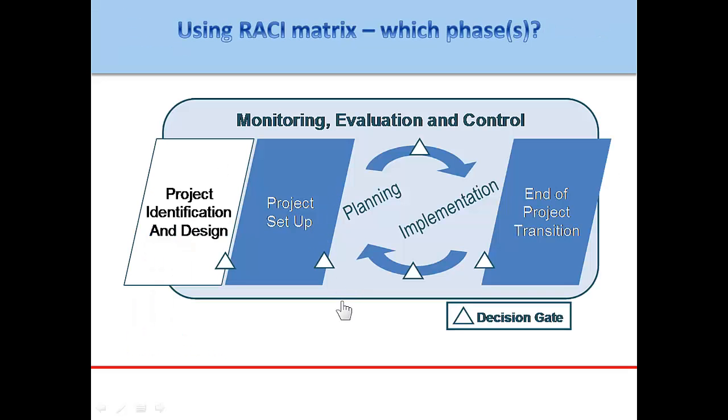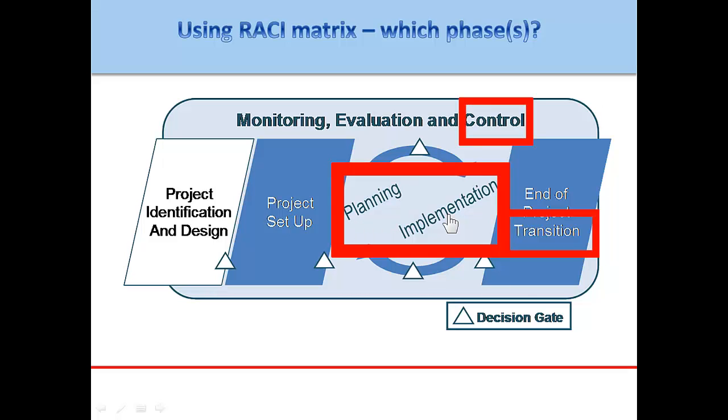Let's start with an easy question using the RACI matrix. Which phase do we use the RACI matrix the most? And the answer is that it's in the planning phase that we use the RACI matrix most. It's also, of course, used in implementation because planning and implementation are an iterative process.